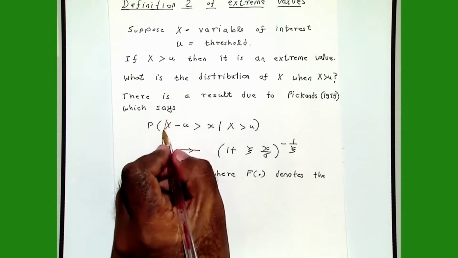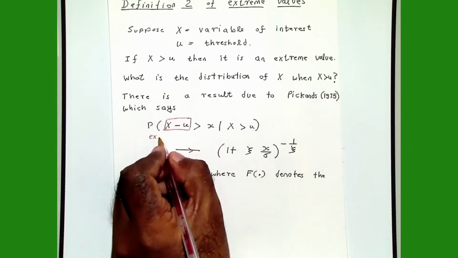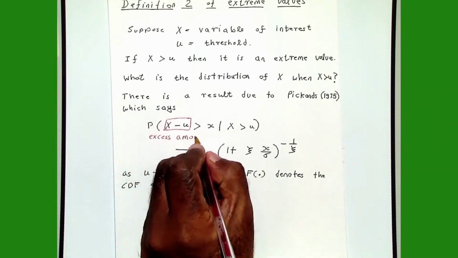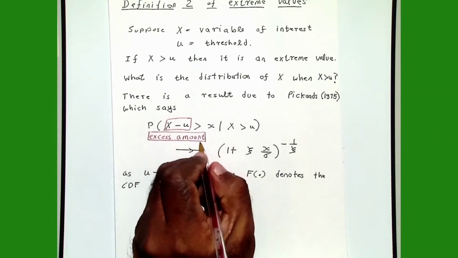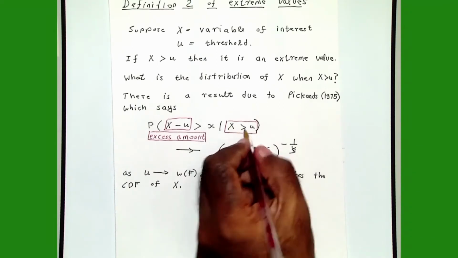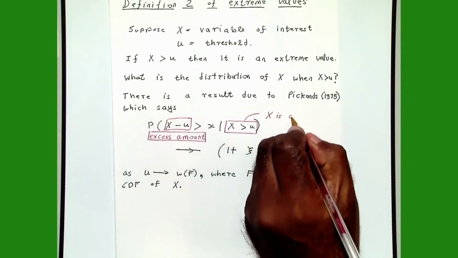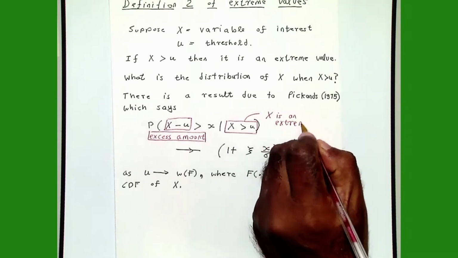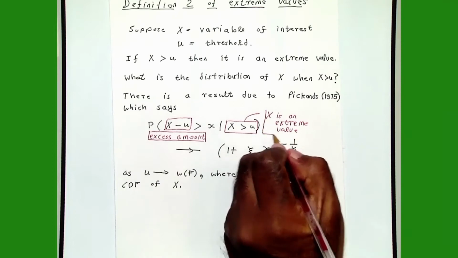What you're looking at here, X minus U, is referred to as the excess amount. In other words, it is the amount by which the data point has exceeded the threshold. And this guy here, X greater than U, means that X is an extreme value. That's what it means.